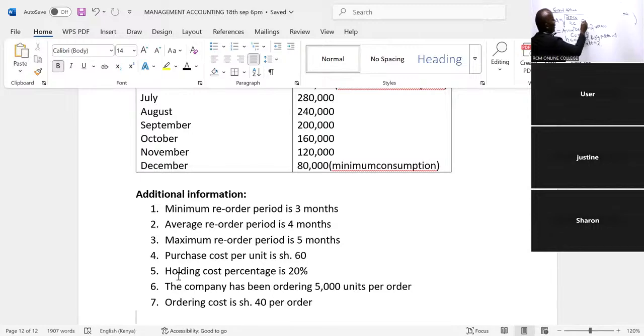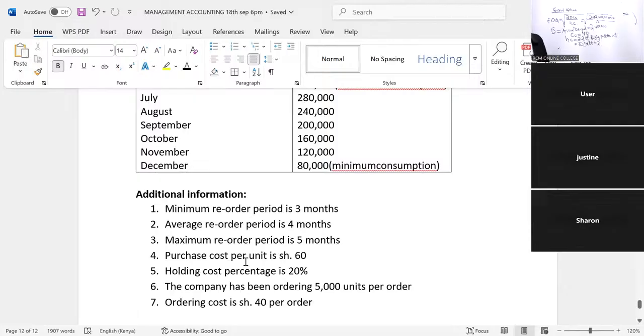So meaning that this will be the square root of 2 times annual demand. Annual demand is 2.4 million, times cost per order. Cost per order is 40, all over 12 bob. Remember, you shall start with whatever we have under the square root. That's like a bracket. So you take your calculator: 2 times 2.4 million times 40 divided by 12. Whatever answer you get there, you say square root.